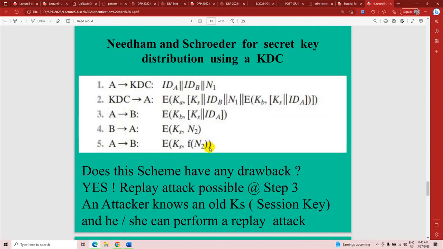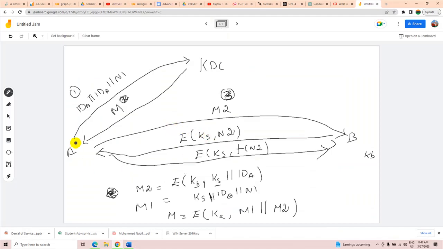So you get a question here: does this scheme have any drawback? Can any attack happen in this scheme? Yes, the replay attack is possible at step 3. So students, this is step 3. Here this message can be captured by the attacker, and he can send this message again.